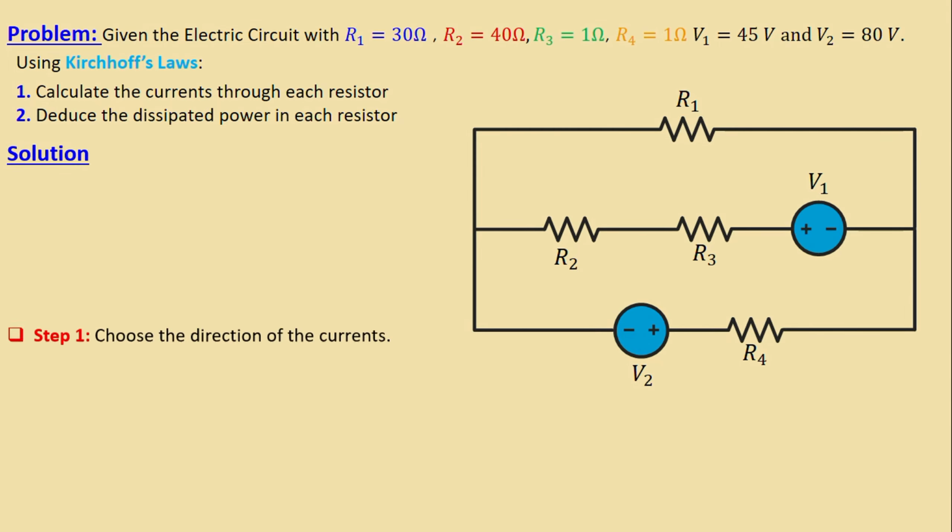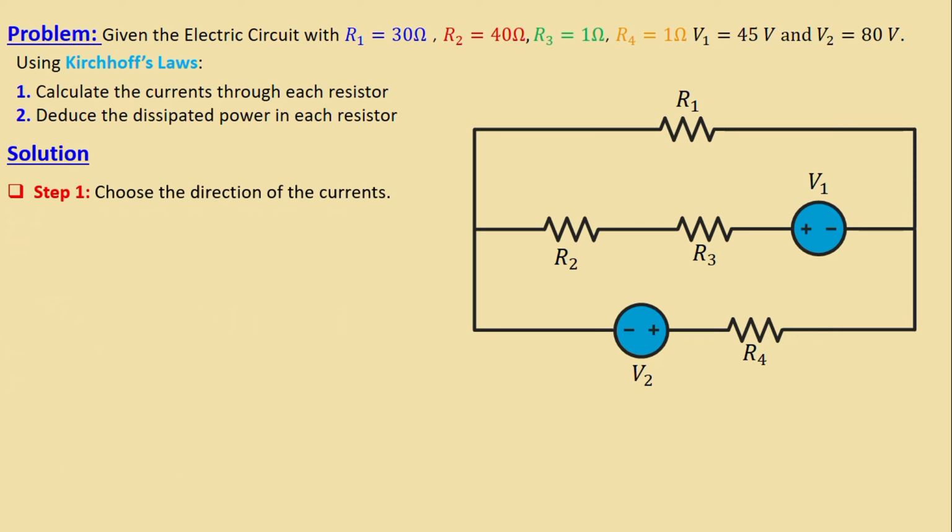We start always with step number 1, to choose the direction of the currents. I always told you to choose the direction of the current arbitrarily. This is I1, the current through the resistor R1. I2 is the current through the resistor R2. And finally I3 is the current through the resistor R4.